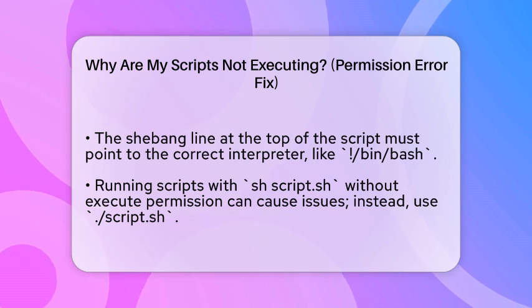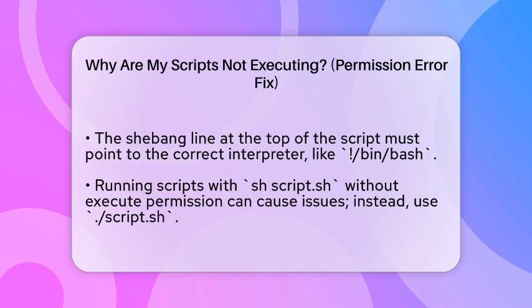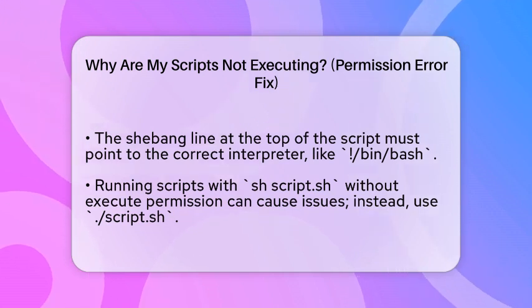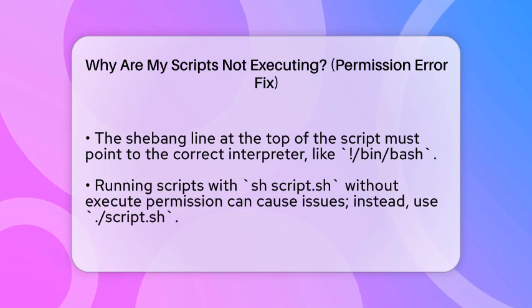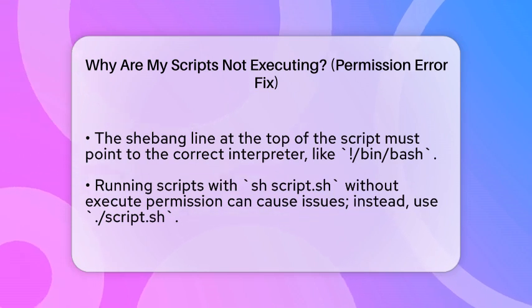Running scripts with the wrong command can also cause permission errors. For example, trying to run a script with sh when the script isn't marked as executable can cause problems. Instead, set the execute permission and run it directly with ./script.sh. This way, the system knows to treat it as a program.